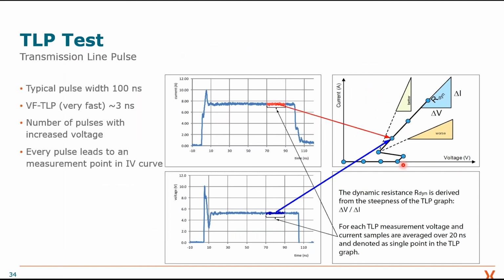Shortly back to the slide before: here on the right side in this IV curve, we also see the dynamic resistance. The dynamic resistance is dV over dI. It tells you something about how good the ESD protection is. If you have higher dynamic resistance, so you are here on the right side, your device is worse. And the goal is to get the steepest curve possible to get the best ESD protection.